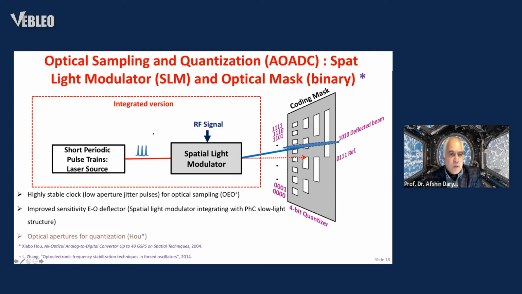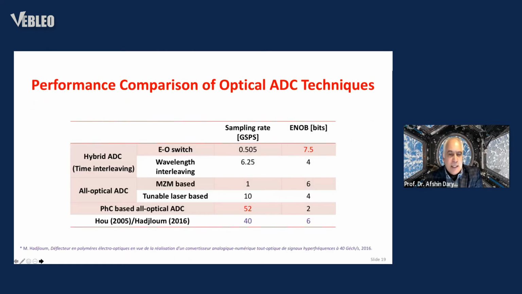Our goal is also to take this design topology and make it an integrated version. The steps toward the integrated version are the next items that I will be discussing. But in terms of perspective, let's look at the hybrid ADC, where you take advantage of sampling in the optical domain, and then you do the quantization in the electronic domain. And as you see, there is a limitation in terms of the speed or the effective number of bits.